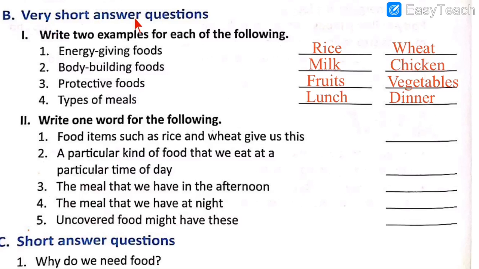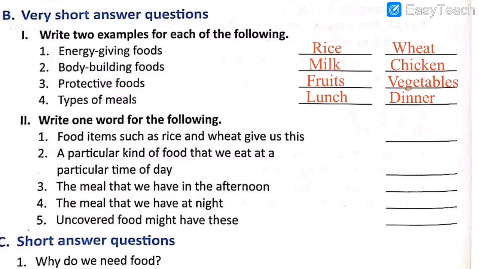Number 2, in very short answer questions, number 2 is write one word for the following. That is, you have to read the sentence and write one word in the blanks which are given over here. 5 blanks are given, 5 questions are there. Let's read one by one, comprehend and then write the answer. Food items such as rice and wheat give us this. So what do we get from rice and wheat? They are called energy giving food.